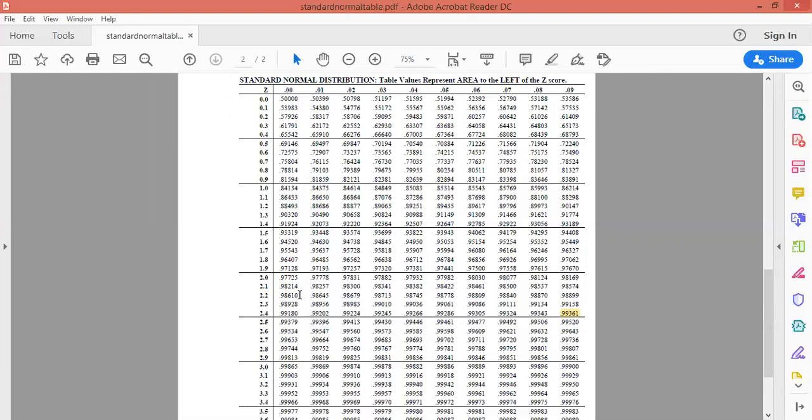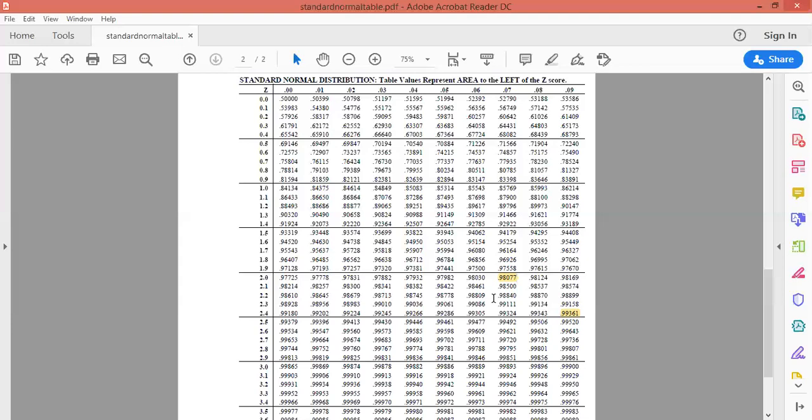And 2.07 will be at this place. So for 2.07 we have taken the value. For 2.07 the value is 0.98077, and for 2.49 it is 0.99361. I hope you could read this table comfortably.